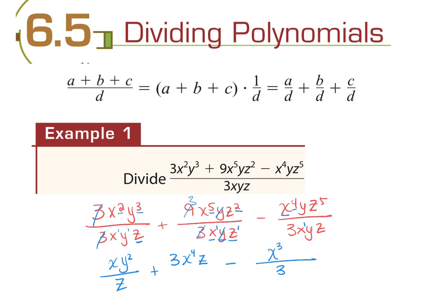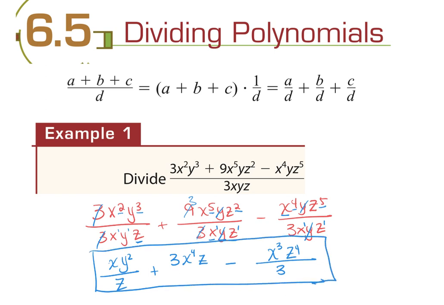My y's, once again, I have a y to the 1st over y to the 1st. Those are going to cancel out because they turn to a 1. And then I have z to the 5th over z to the 1st. I will have z to the 4th. And this is actually my answer. That's what happens when I divide that out.